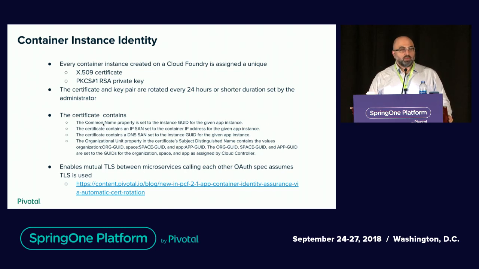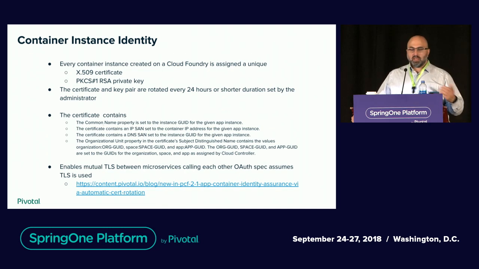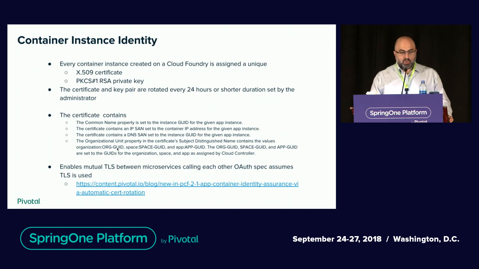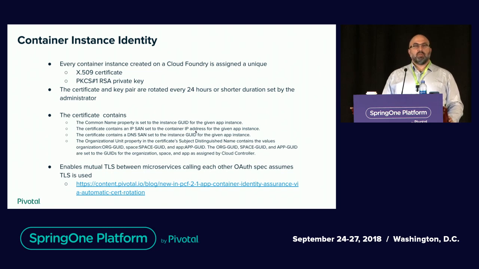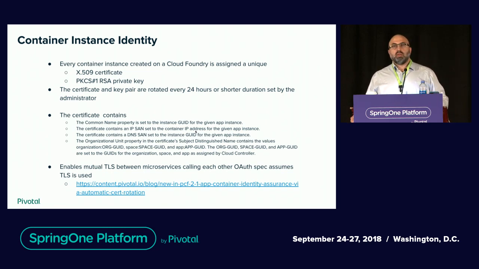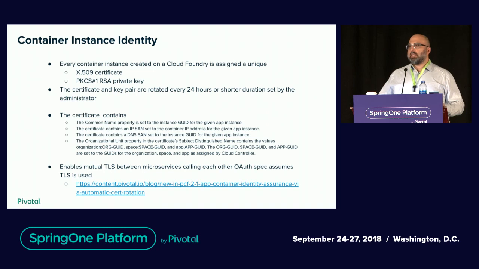And inside of this, when you have a certificate, it usually tells you the name of the website, example.com, and a bunch of other stuff. So here you've got the IP address, you've got the GUID of the application, which organization on Cloud Foundry it is, what space it's in, and what application GUID it has. So basically, you have enough information to allow one microservice to call another one directly without going through the CF router and do your own mutual TLS.